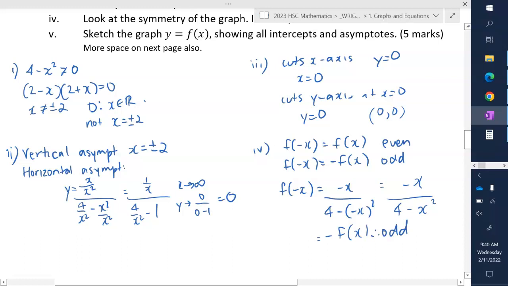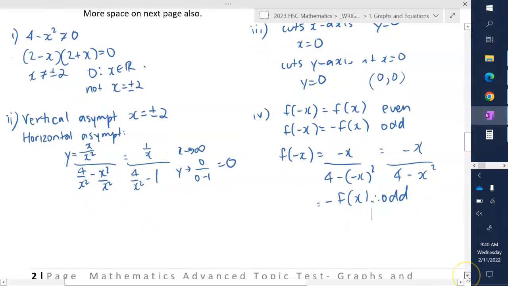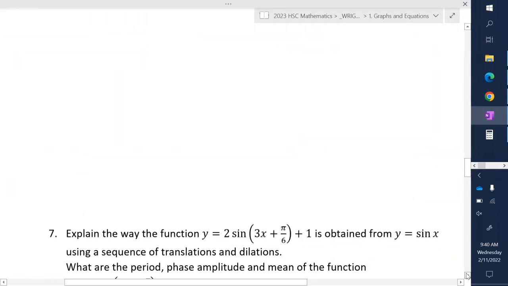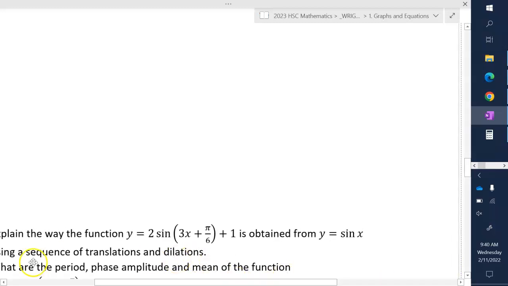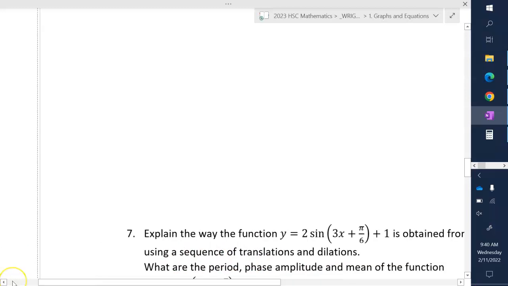Okay, and now I need to sketch it. I might just go over to the next page to sketch that. I'll scroll down a little bit. Okay, now what you will find is you probably don't have enough information yet to sketch it. You would be guessing it, and that's what a lot of people did at this point. So let's see.